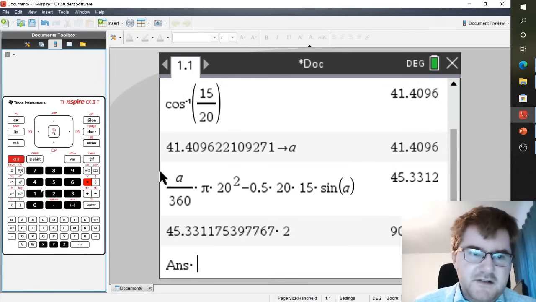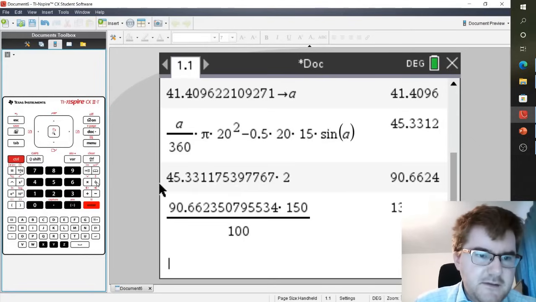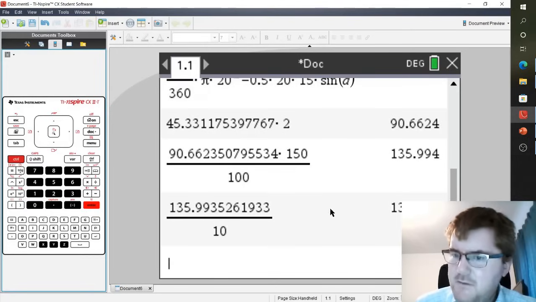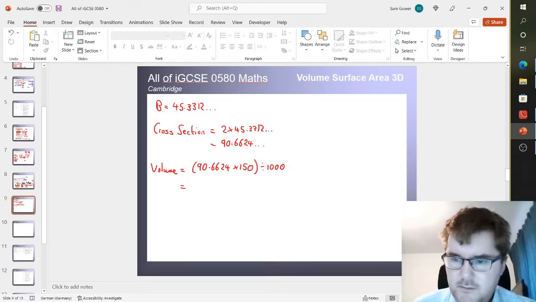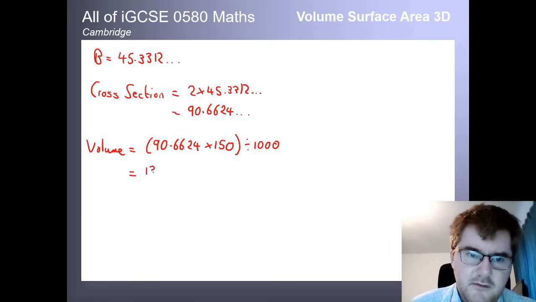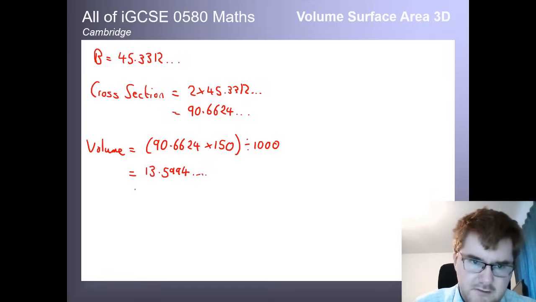Okay, so we take our answer, times by 150, divide by 100, and I need to divide by 1,000, sorry, so I need to divide this by 10 again, and we get our final answer. There we are, 13.5994, so we pop that in. Notice we've got the most accurate answer possible, so no rounding errors. If you round this now, it's going to be 13.6 litres for all 7 marks.